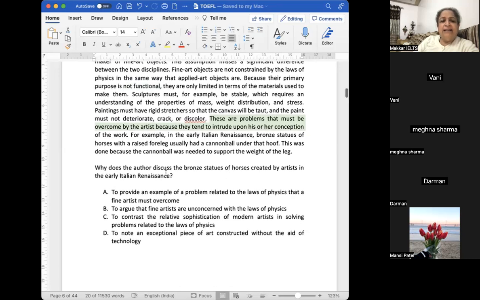Now, why does the author discuss the bronze statue? A, to provide an example of a problem related to the laws of physics that a fine artist must overcome. B, to argue that fine artists are unconcerned with the laws of physics.